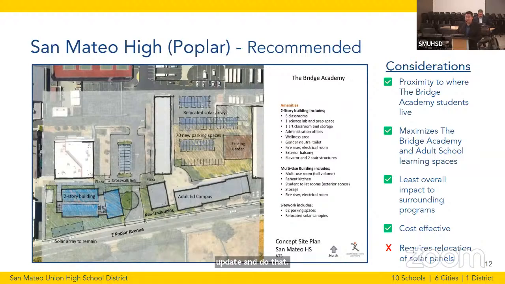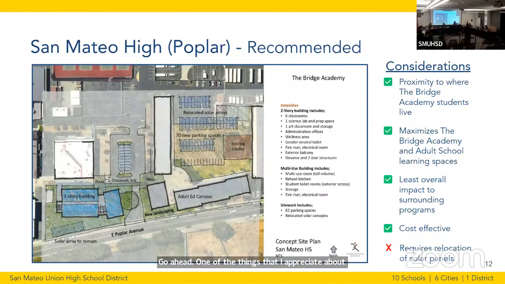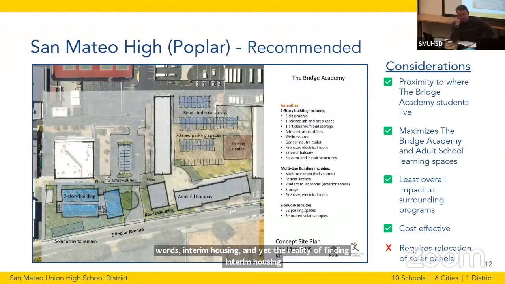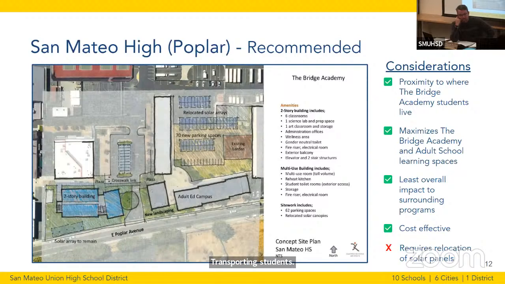Go ahead. One of the things that I appreciate about this plan, and you may have already mentioned this, is we won't have to waste money on interim housing. And that's a considerable amount of money. Bridge Academy can stay where it is while construction's being completed. We talk about interim housing as two words, and yet the reality of finding interim housing, transporting students, setting up the infrastructure, this could easily be $1 million+ by the time the project's over. And those are dollars we can, I think, better spend on this facility.